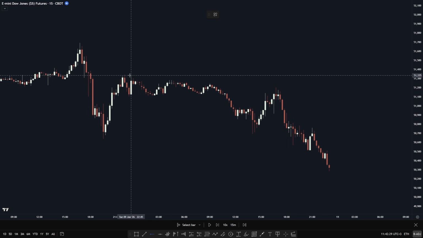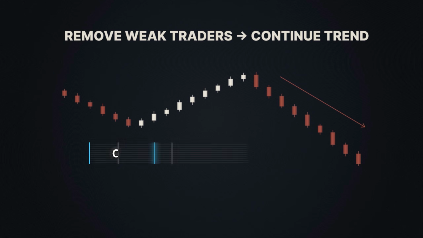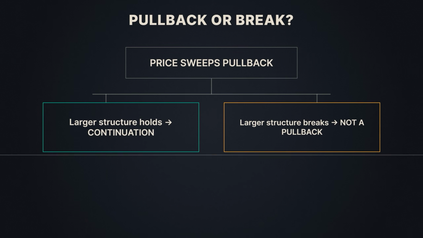You see the difference? The chart that used to feel like a random pullback now looks like a cleaning process. Price removes weak traders, then continues in the main direction. If price is trending and sweeps a pullback level without breaking the larger structure, I look for continuation. If the larger structure breaks, I stop treating it as a simple pullback.